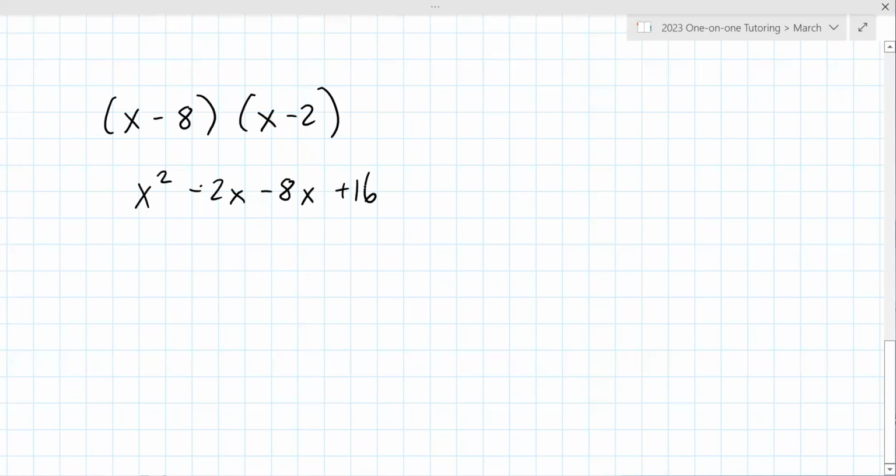Oh, confused. Okay, I missed one. It would be 2x. Minus 2x. Yeah, negative 2x and then negative 8x. Good. So it would end up being x squared, minus 10x. Yeah, minus 10x.